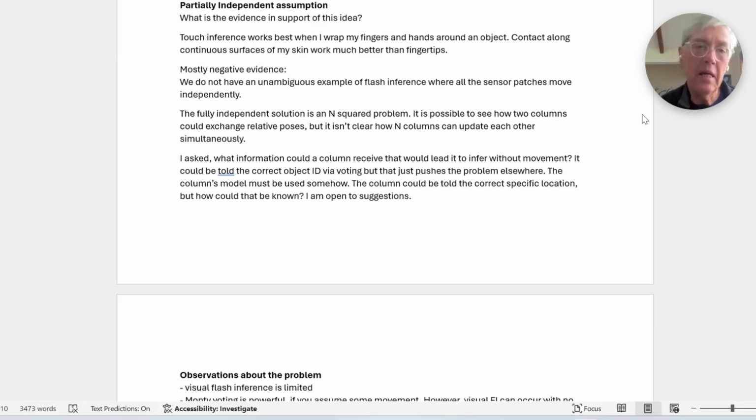I mean, it could be. I guess you could be voting on some sort of center of mass. I don't know. We'd have to have some cells in the cortical column that are doing that. But I don't know. I have no idea how to begin thinking about that.